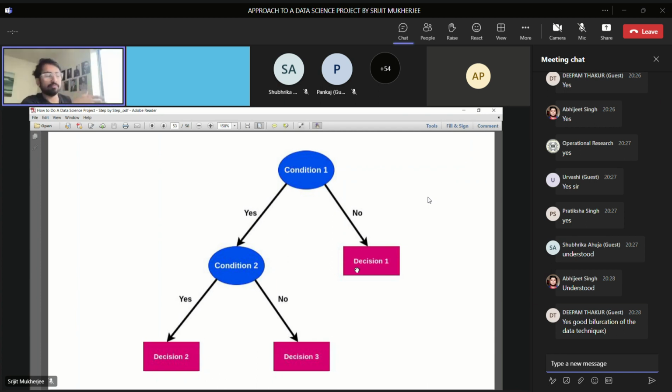French wine. So understand, condition one will be, let's say, alcohol percentage: greater than a certain quantity, or less than a certain quantity. If greater than a certain quantity, yes, then condition two, or no, then condition one. Something like this. Let me give an example.